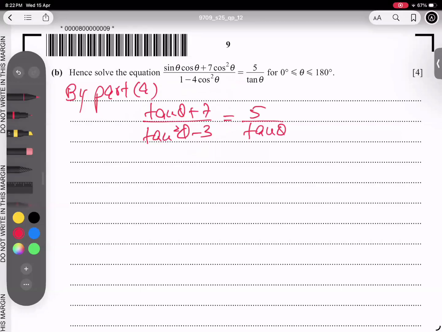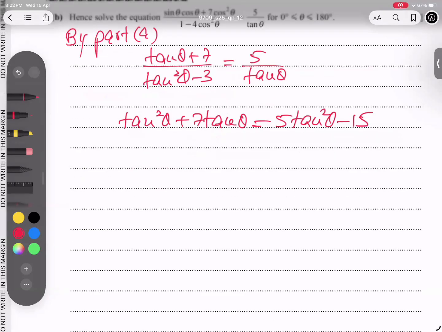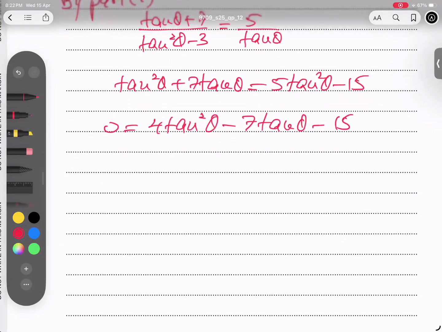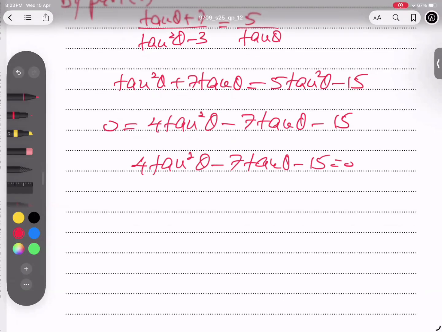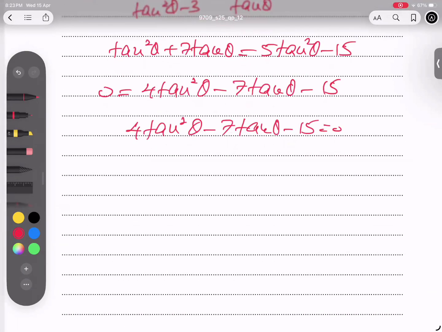Cross multiply, so tan into tan, tan square theta plus 7 tan theta equal to 5 tan square theta, and 5 threes is 15. So it goes there, and I got 4 tan square theta minus 7 tan theta minus 15. So 0 here or 0 there, same story. Here you can do directly also. 15 fours are 60.